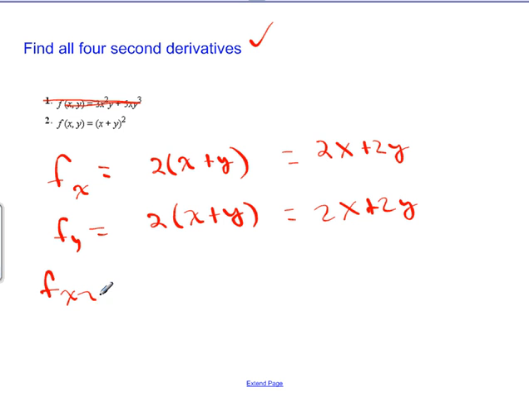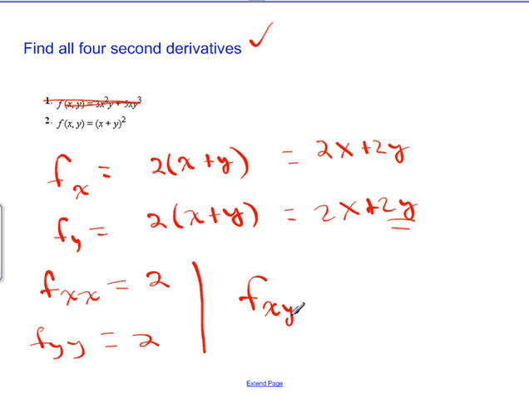So the second partial derivative with respect to x we get is 2. With respect to y, also 2. And f partial xy equals f partial yx, which is, once again, 2. That was kind of a boring problem, I guess, all same answers.